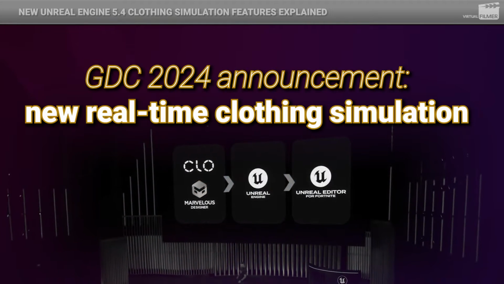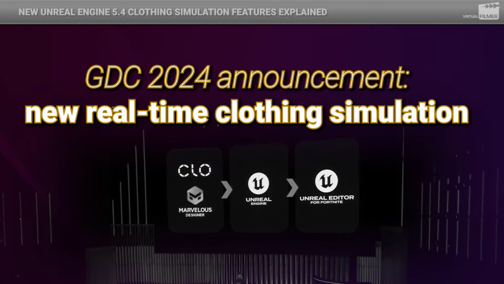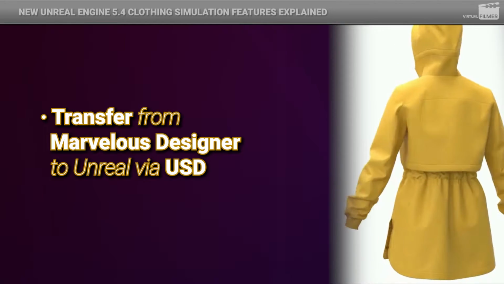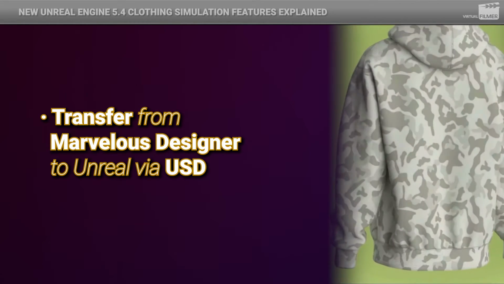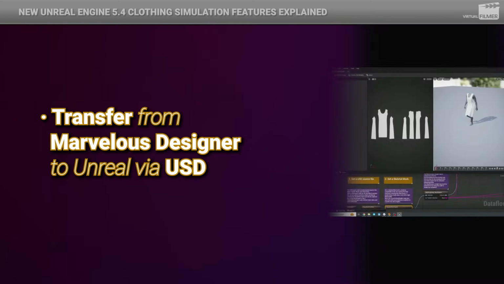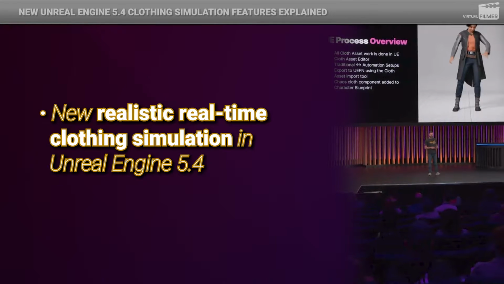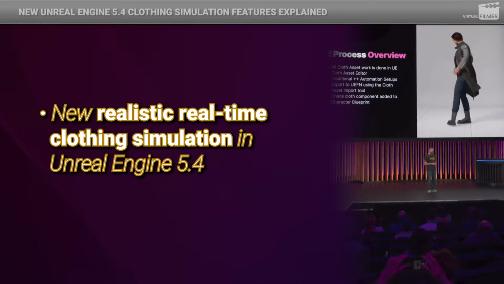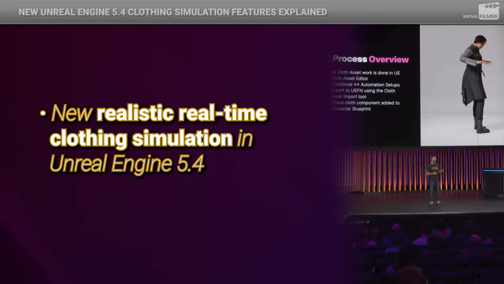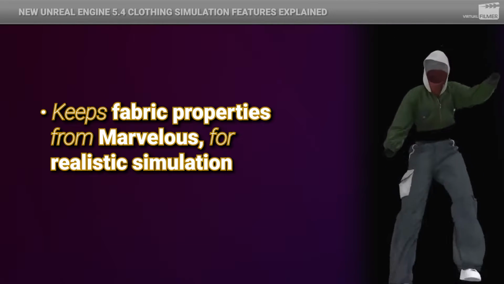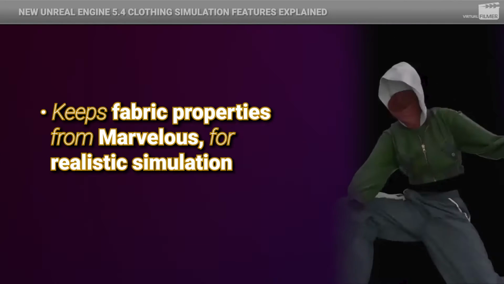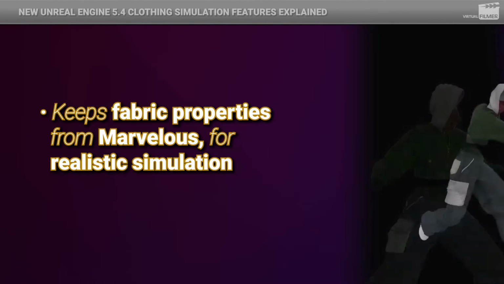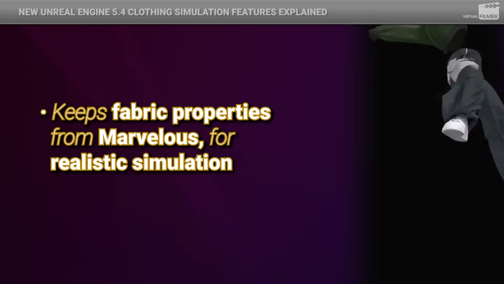So Epic has revealed their new clothing simulation pipeline from Marvelous Designer. And in Unreal 5.4, you're going to be able to transfer garments directly from Marvelous Designer to Unreal using the USD format, and they're going to simulate in real time proper clothing simulation. You need to set a few settings, but basically it's automatic. They're also going to keep the fabric simulation setup that you chose in Marvelous, which is amazing. So if you chose jean fabric or cotton or whatever, it's going to keep that.